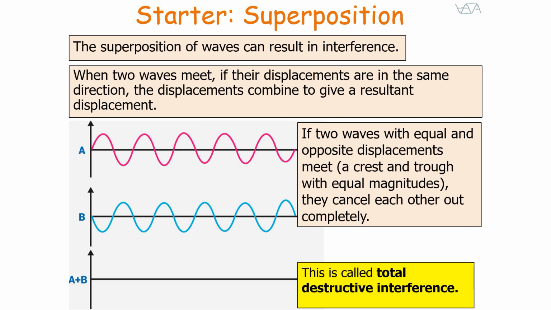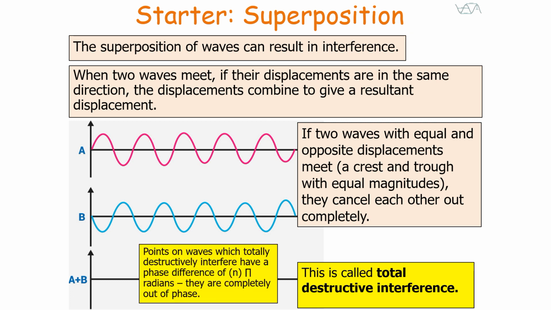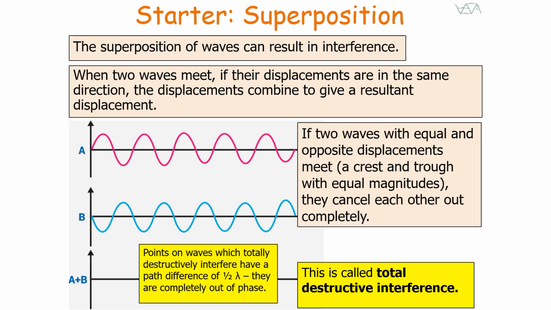Now, if two waves with equal yet opposite displacements meet, so for example a crest and a trough with equal magnitudes overlap with each other, they will cancel each other out completely. Now, this is called total destructive interference. Points on waves which totally destructively interfere have a phase difference of pi radians or a multiple of pi radians for odd numbers, and they're completely out of phase. Or we can say that they have a path difference of half wavelengths or odd multiples of half wavelengths, so 1.5, 2.5, 3.5. They're completely out of phase.